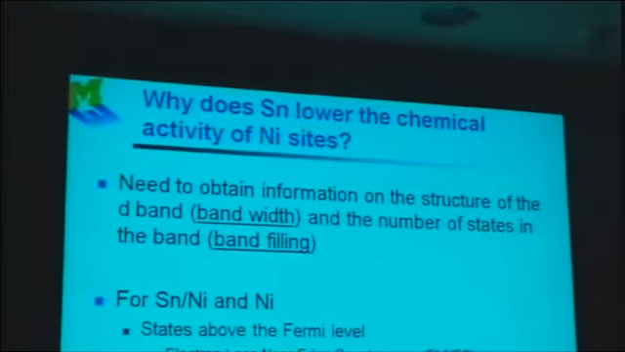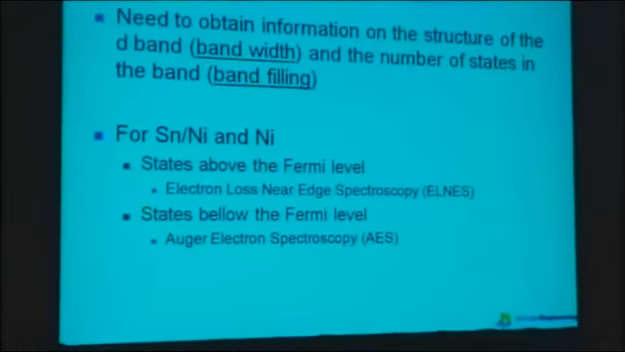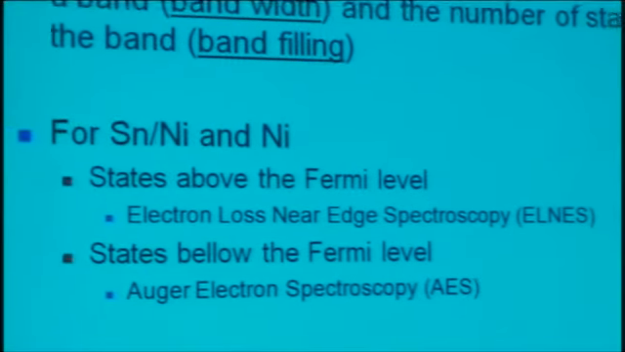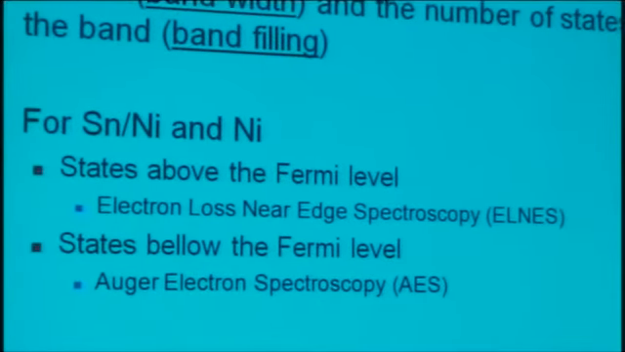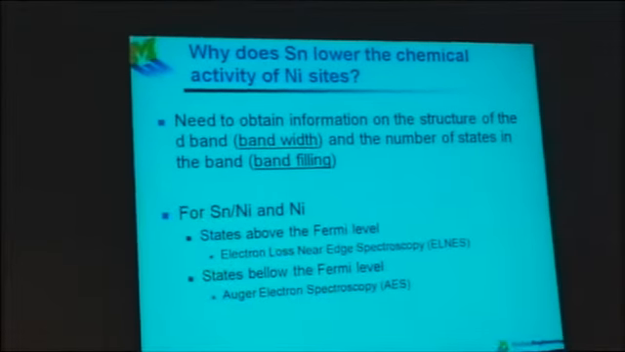The third case is really to have a combination of these two, which is even more complex and makes this problem very difficult to track. So we decided to ask the question, why does Sn lower the chemical activity of nickel sites? In order to answer this question, we wanted to measure the width of the d band localized on nickel atoms in Sn nickel and in pure nickel, and also the filling of the d band localized on nickel atoms in Sn nickel and in pure nickel.